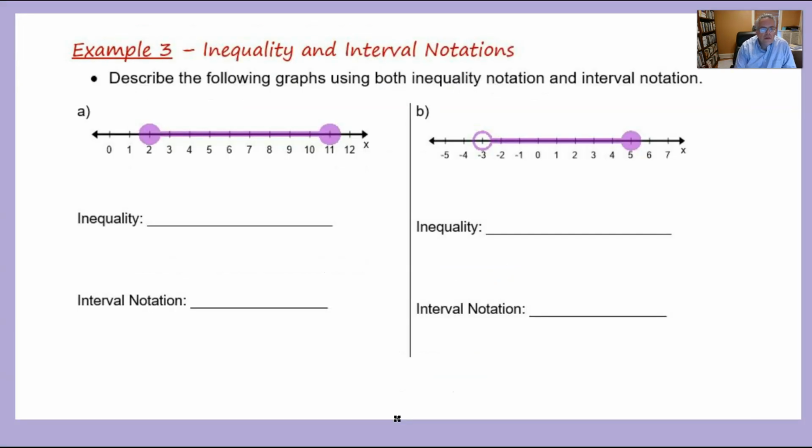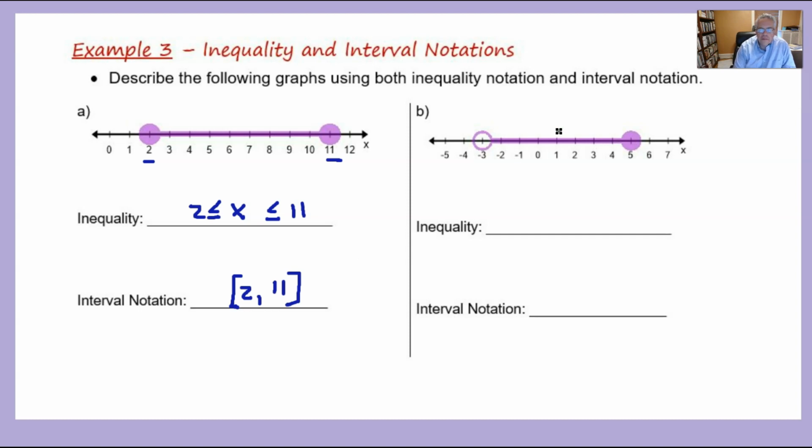Okay, in these examples, we're going to practice describing the interval in inequality notation and interval notation. These are solid dots, so we have numbers that are greater than or equal to 2, that's the left endpoint here, or less than or equal to 11. That's the right endpoint. In the interval notation, those are the endpoints. We're going to use square brackets because it includes both endpoints.